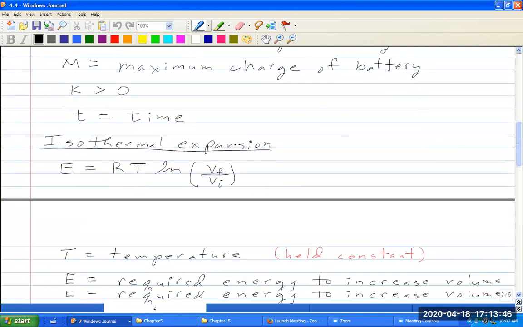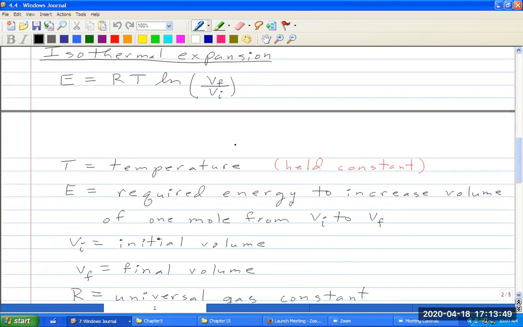Isothermal expansion. E is equal to RT ln V sub F over V sub I.